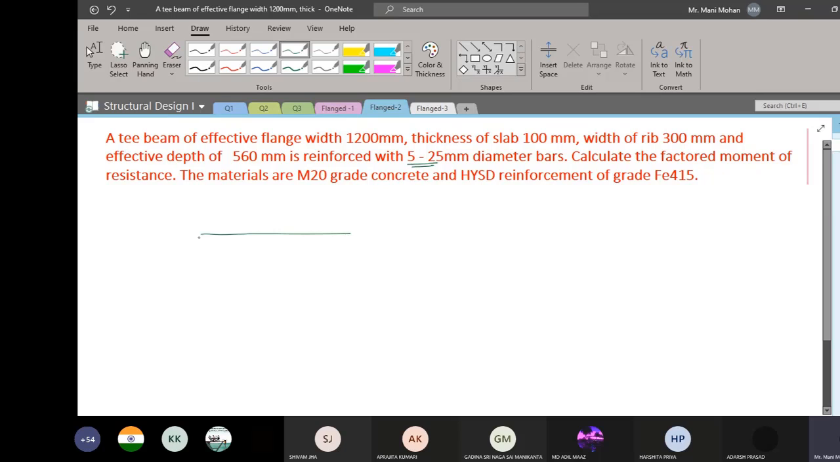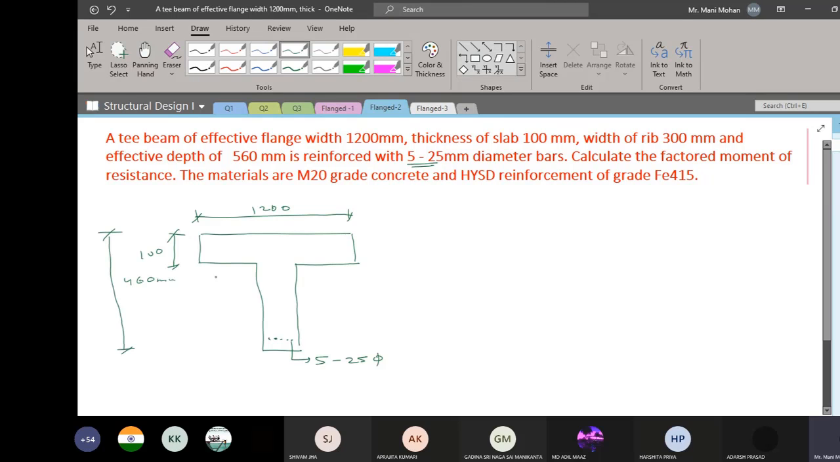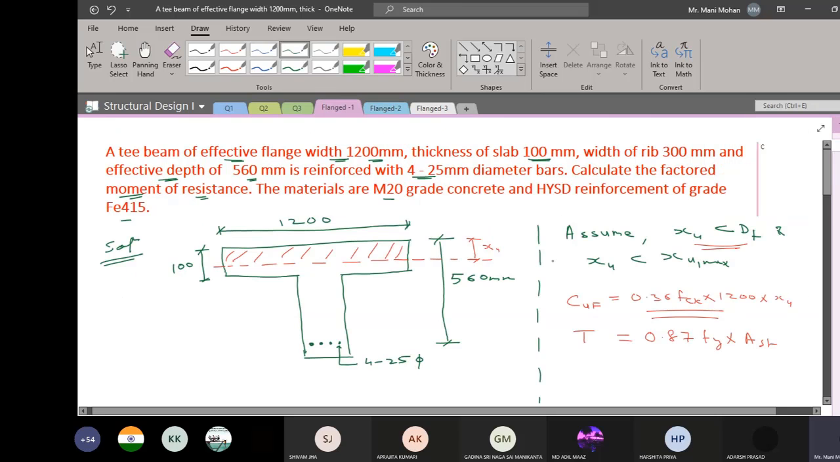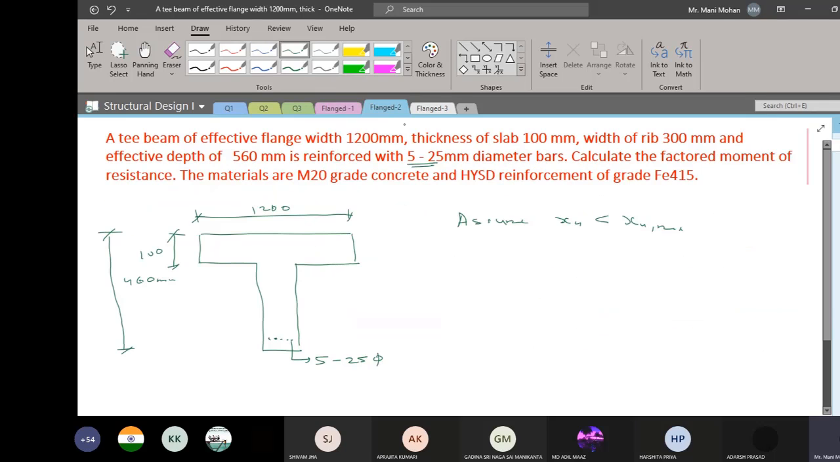So see now the steps again. Now for this, you have to compute the moment of resistance. So what do you have to do? First I should know where my neutral axis is going to lie. So initially what I'll do is assume XU less than XU max. You can follow the same procedure here, whatever I have followed. Let us see the other way of ascertaining where my neutral axis is going to lie.